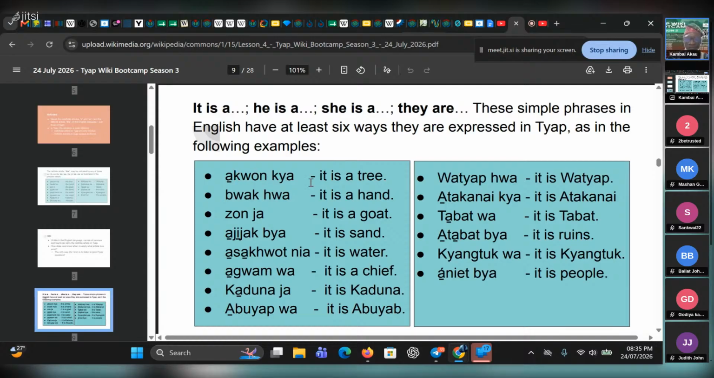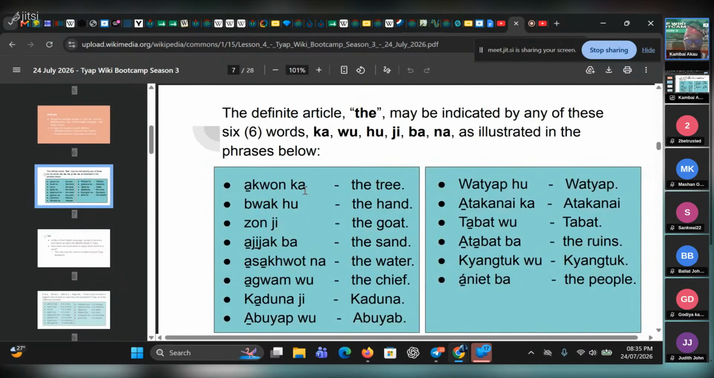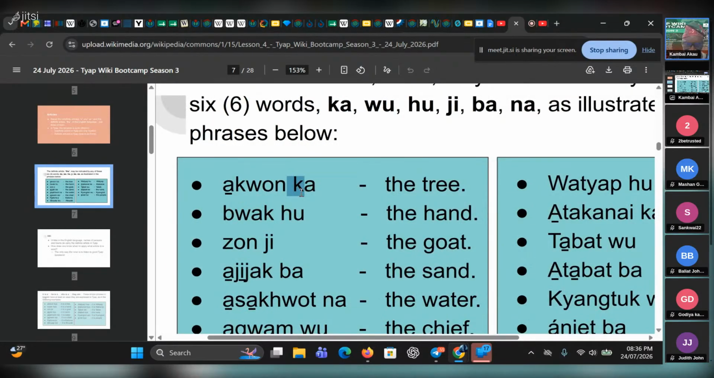So in Tiap, anything that is it is a, it is just one word in Tiap, not more than one word, and it doesn't come before the noun. It comes after the noun. That's our own syntax. That's our own arrangement of the grammar. So a kwenka, remember it is a kwenka, the tree. A kwenka. If you want to point at that very tree, or you want to say it is a tree, all you need to do is to palatalize that very k.